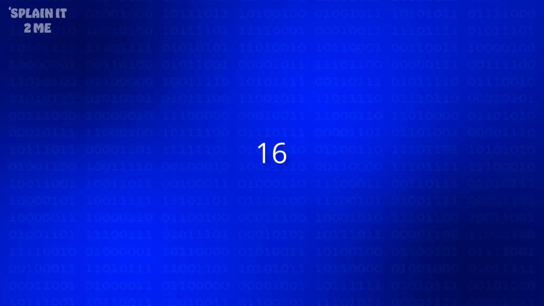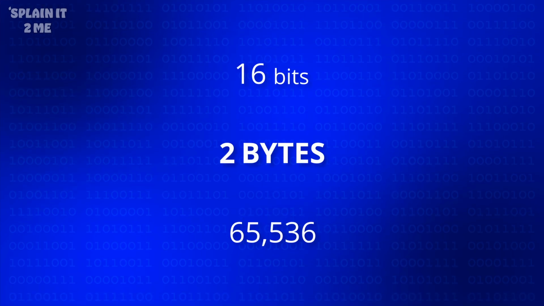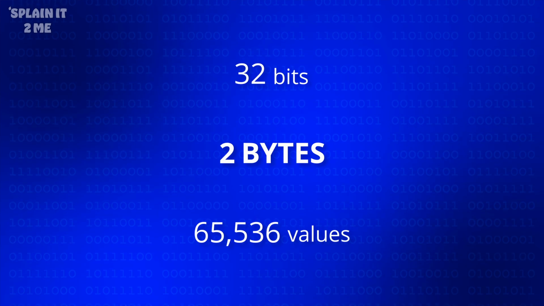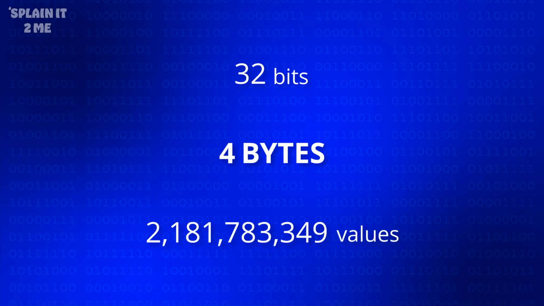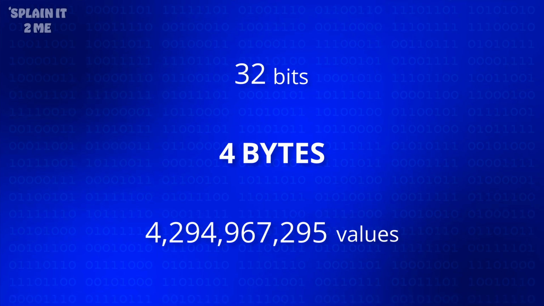Well, that's not that much, so we use multiple bytes or groups of 8 bits together to give us access to larger numbers, kind of like using words to create sentences. So if we go up to 16 bits or 2 bytes, we get access to 65,536 values. But if we double that and go up to 32 bits or 4 bytes, we can reach numbers that are in the 4 billion range. Well, that's more than enough for most modern-day uses.